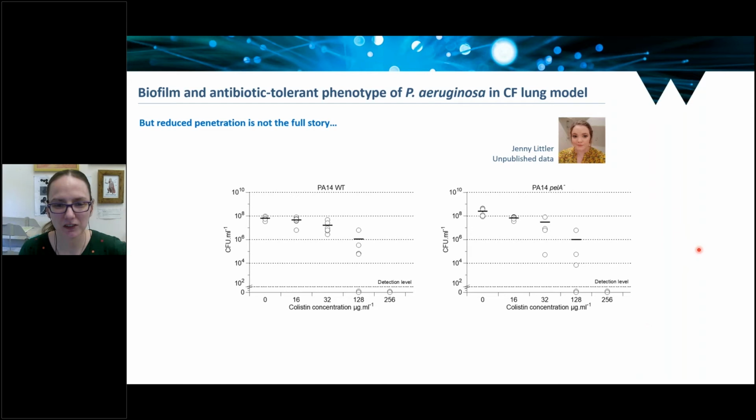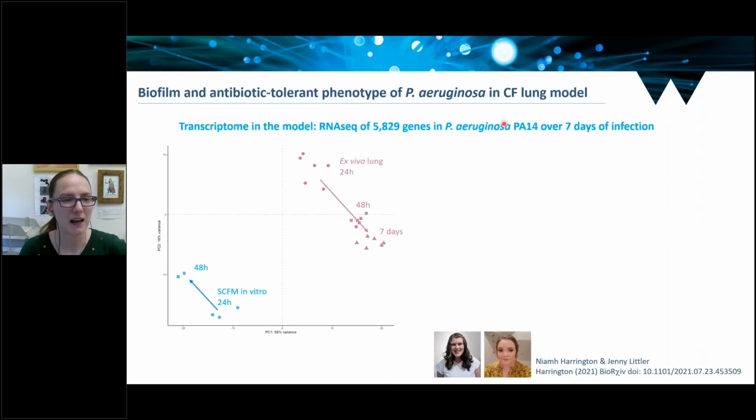So another PhD student in my lab, Neve, has just finished a really nice transcriptomic experiment where she looked at the expression of nearly 6,000 genes in Pseudomonas aeruginosa over 7 days of infection in the ex vivo lung model to see if she could tease apart what genes, what aspects of its metabolism and physiology it is changing to make it so antibiotic tolerant. And she compared that with the transcriptome just in synthetic CF mucus in vitro.